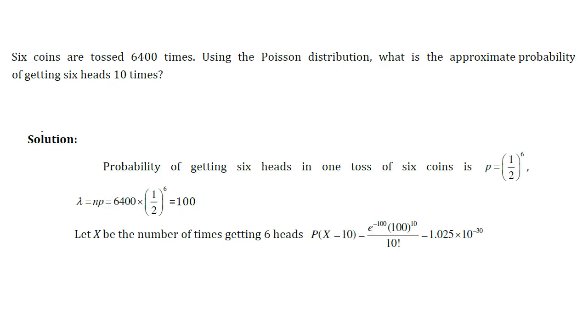Now let us see a sum in Poisson distribution. 6 coins are tossed 6,400 times. Using the Poisson distribution, what is the approximate probability of getting 6 heads 10 times? The probability of getting 6 heads in one toss of 6 coins is p equal to 1/2^6, where p denotes the probability of success. As I said, λ, which denotes the mean, is np, where n is 6,400 and p is 1/2^6. Therefore, the value of λ is 100. Now we can apply it in the Poisson distribution formula, and we get the answer as 1.025 × 10^(-30).